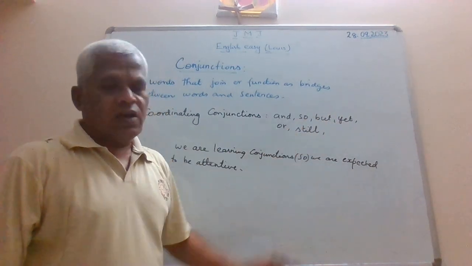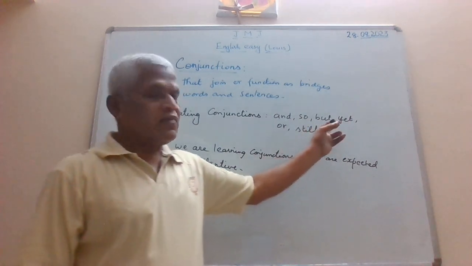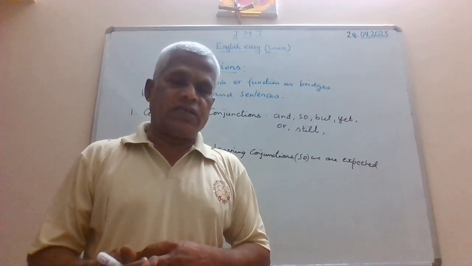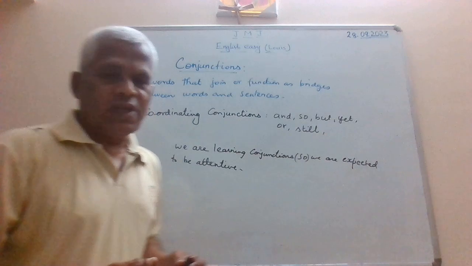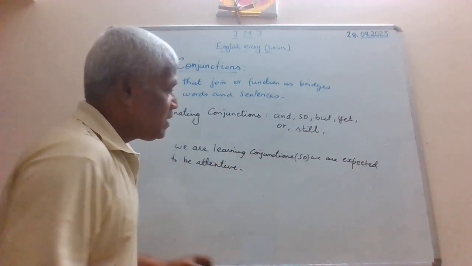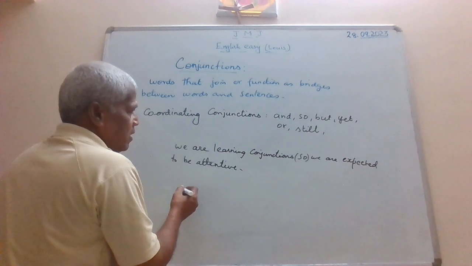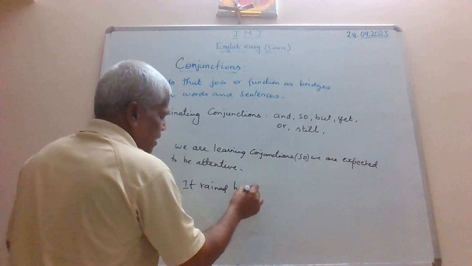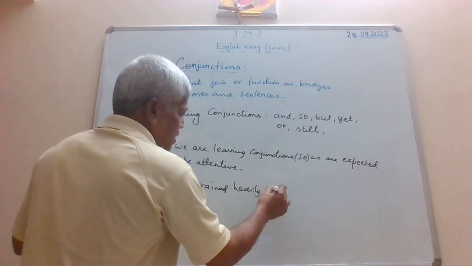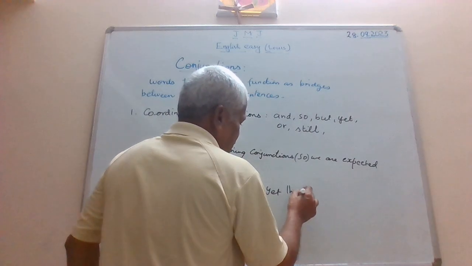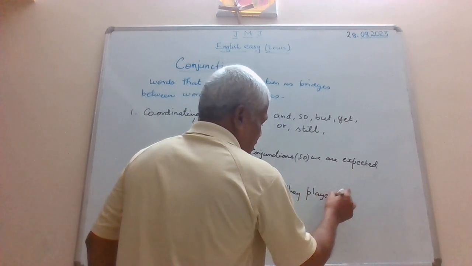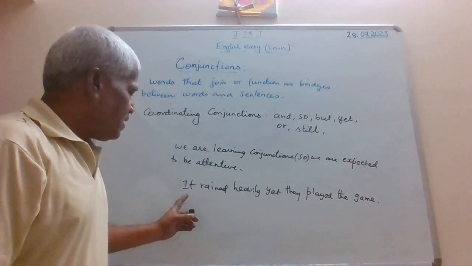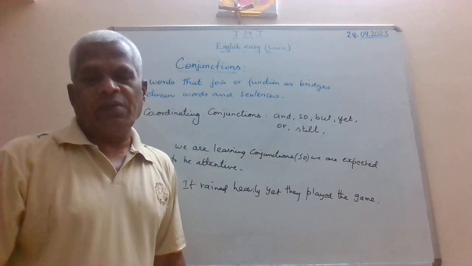What about but, yet, or? But, yet, of course, they are used to link contradictory ideas. What is the example that we can give here? See, it rained heavily. Yet they played the match. See, it rained heavily, yet they played the game.